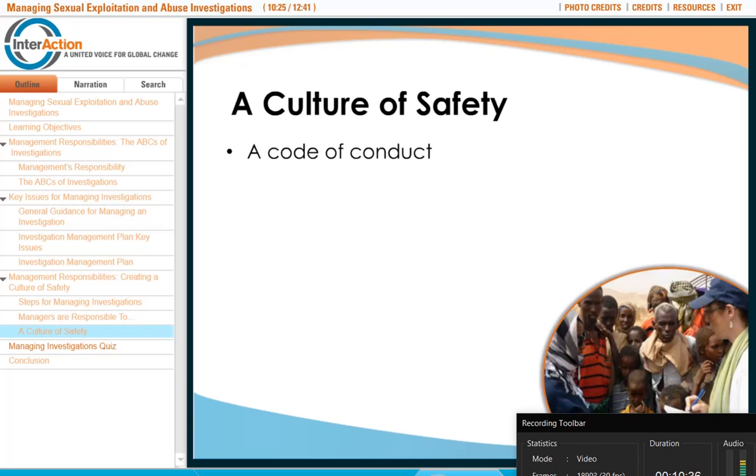If small aberrations are allowed to go unnoticed, this can create a culture where people think they can get away with it. Moreover, sexual offenders might manipulate such an environment to enable them to abuse or choose to work in the organization as they know their behavior is less likely to be challenged.